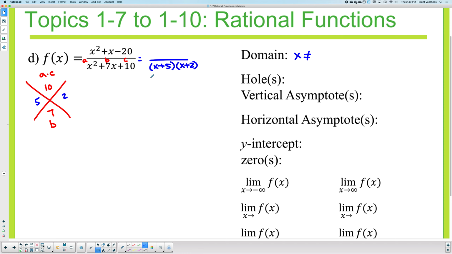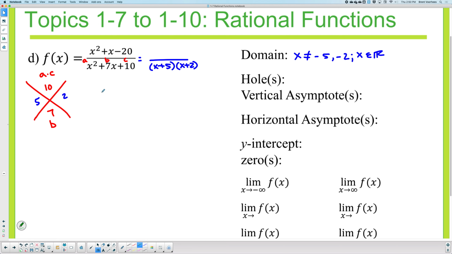You're not allowed to divide by 0, so if x is negative 5, I have a problem. If x is negative 2, I have a problem. But x could be all other real values. Now to figure out if they're holes or vertical asymptotes, I would need to factor the numerator.